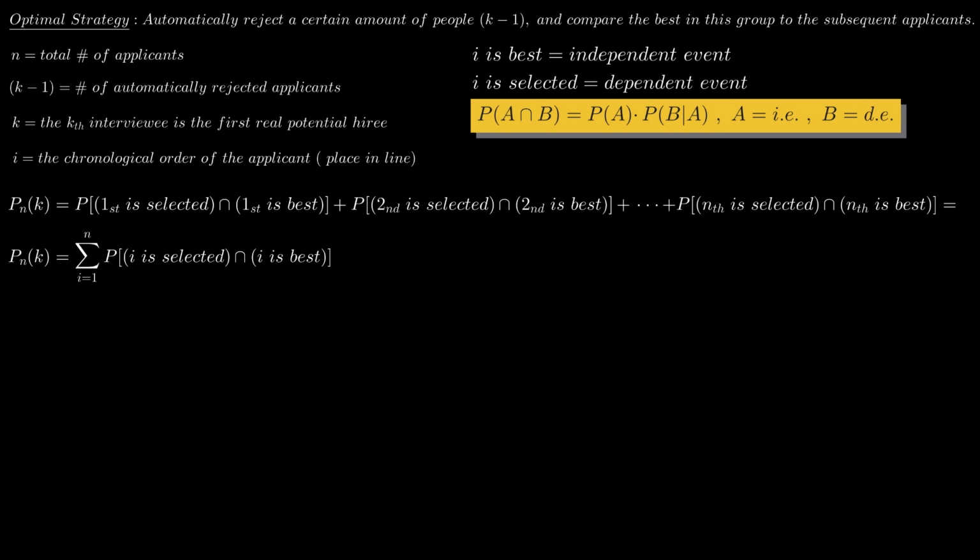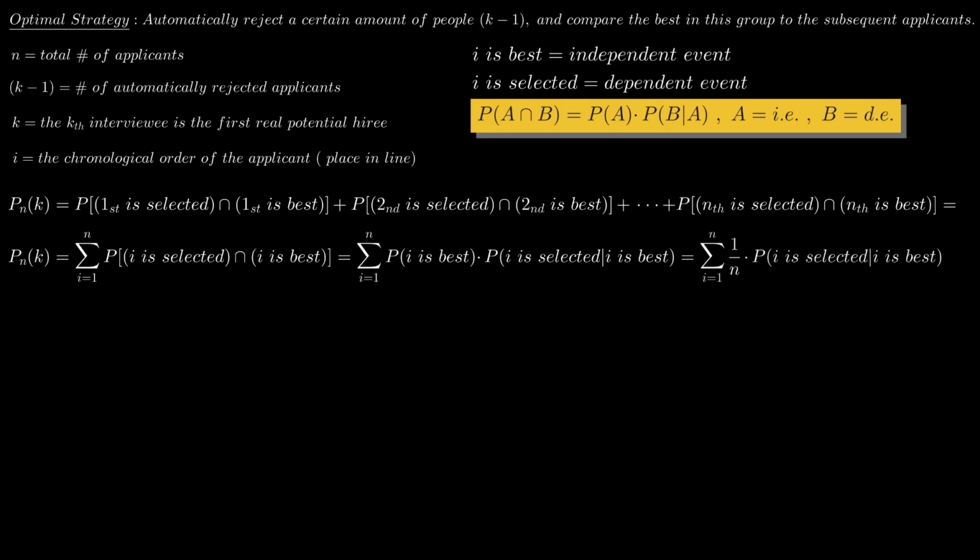So far so good? Okay, so now let's go back to our formula, this sum here, from 1 to n of the probability I is best times the probability that I is selected given that I is the best. So what's the probability that I is the best? It's 1 over n, correct? So now we have the sum from 1 to n of 1 over n times probability of I is selected given that I is best. So what is the probability that I is selected given that I is best?